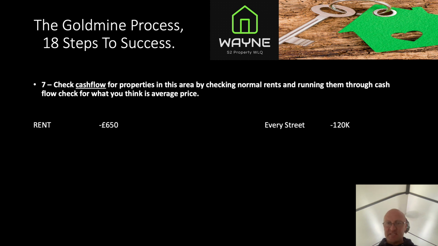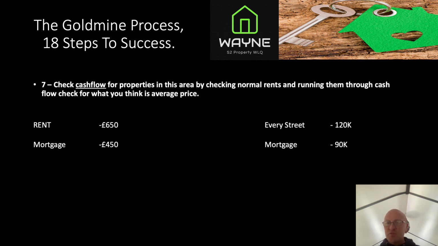So in the case of this example, we're going to be buying a house on every street for 120 grand. So you look at what we're going to be buying a house for, and it's going to be 75% loan to value. So with a mortgage of 90 grand, yes, we're going to take the rent at 650 per calendar month, minus the mortgage of £450.